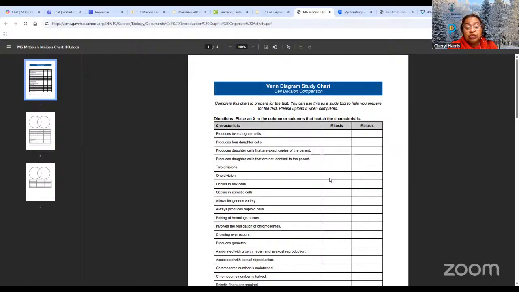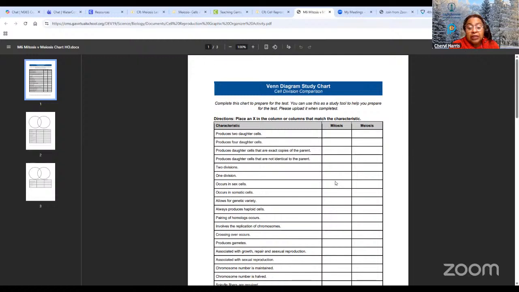Has 1 division, and that would be mitosis. Okay. The next one occurs in sex cells. That would be meiosis. Mitosis is all your other cells. Okay, all your other body cells.